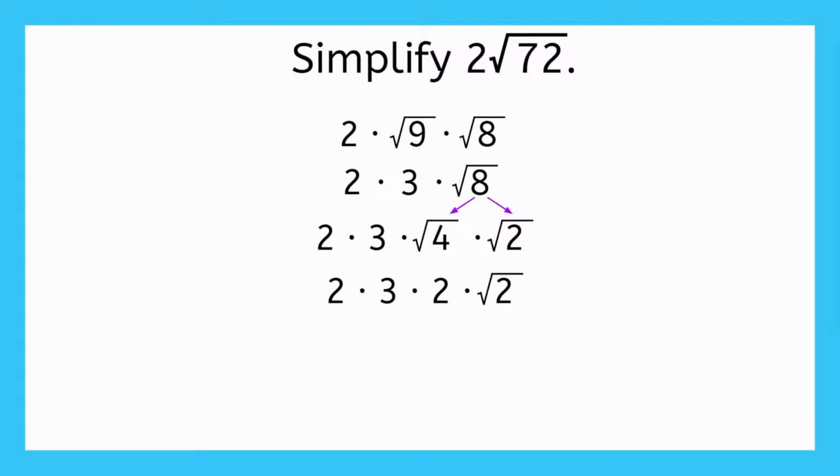Can the square root of 2 be simplified any further? Nope. So all that's left to do is multiply all of these constants together, giving us our final answer of 12 square root of 2.